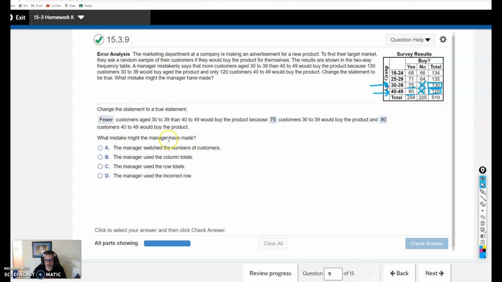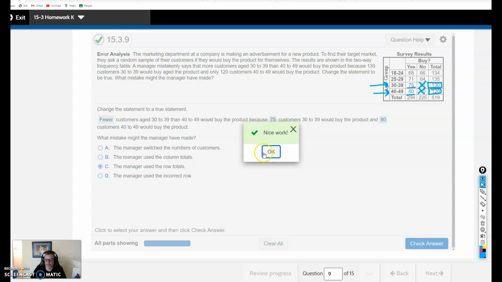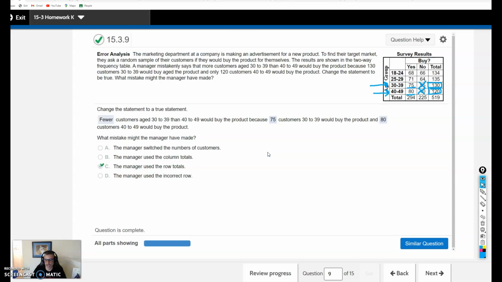So which mistake might the manager have made? Well, I talked about it. He used the totals in the row columns. Okay, rows are left and right, columns are up and down. So he used the total of the rows instead of just the yeses. So the manager used the row totals, not the actual people that said yes, I'm going to buy it. Got it.